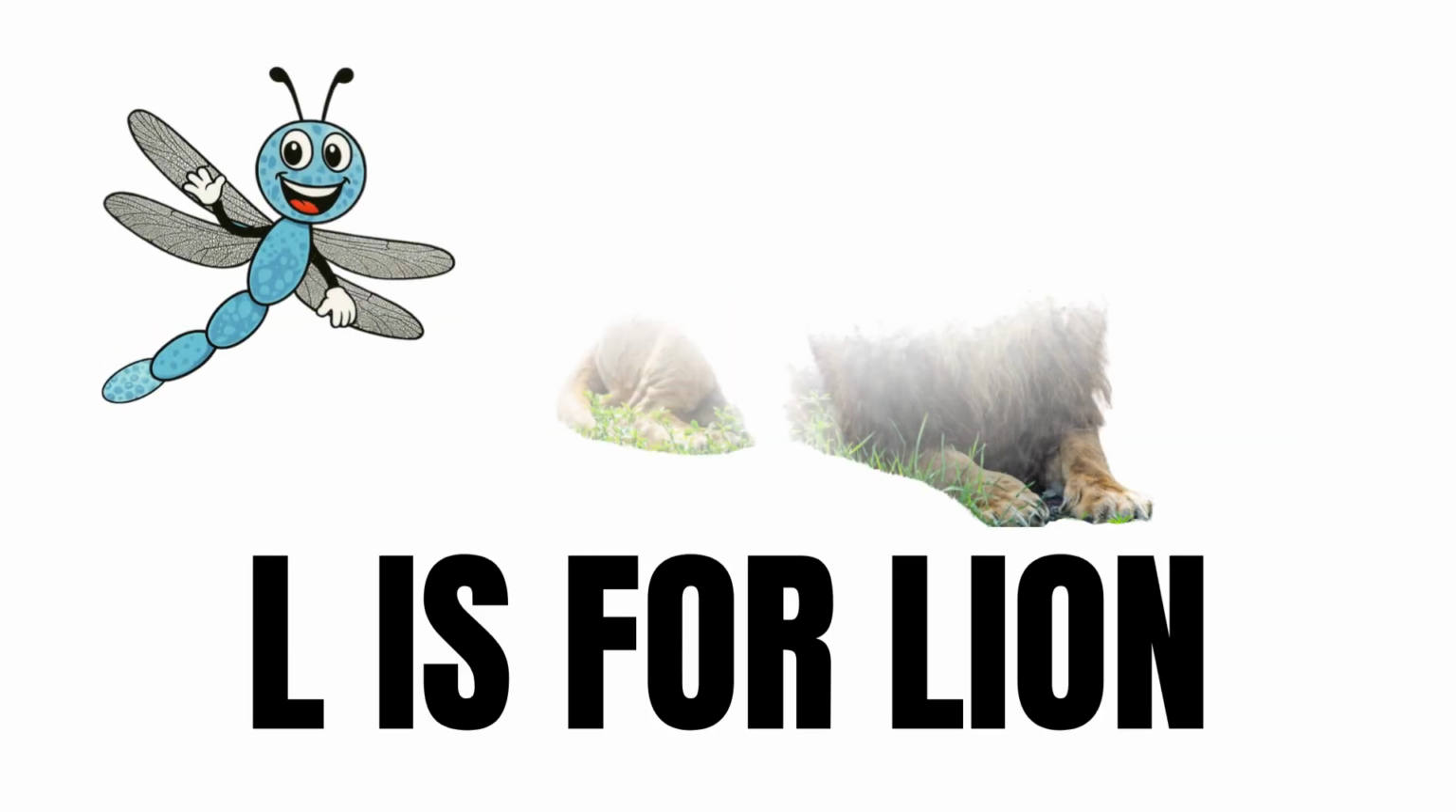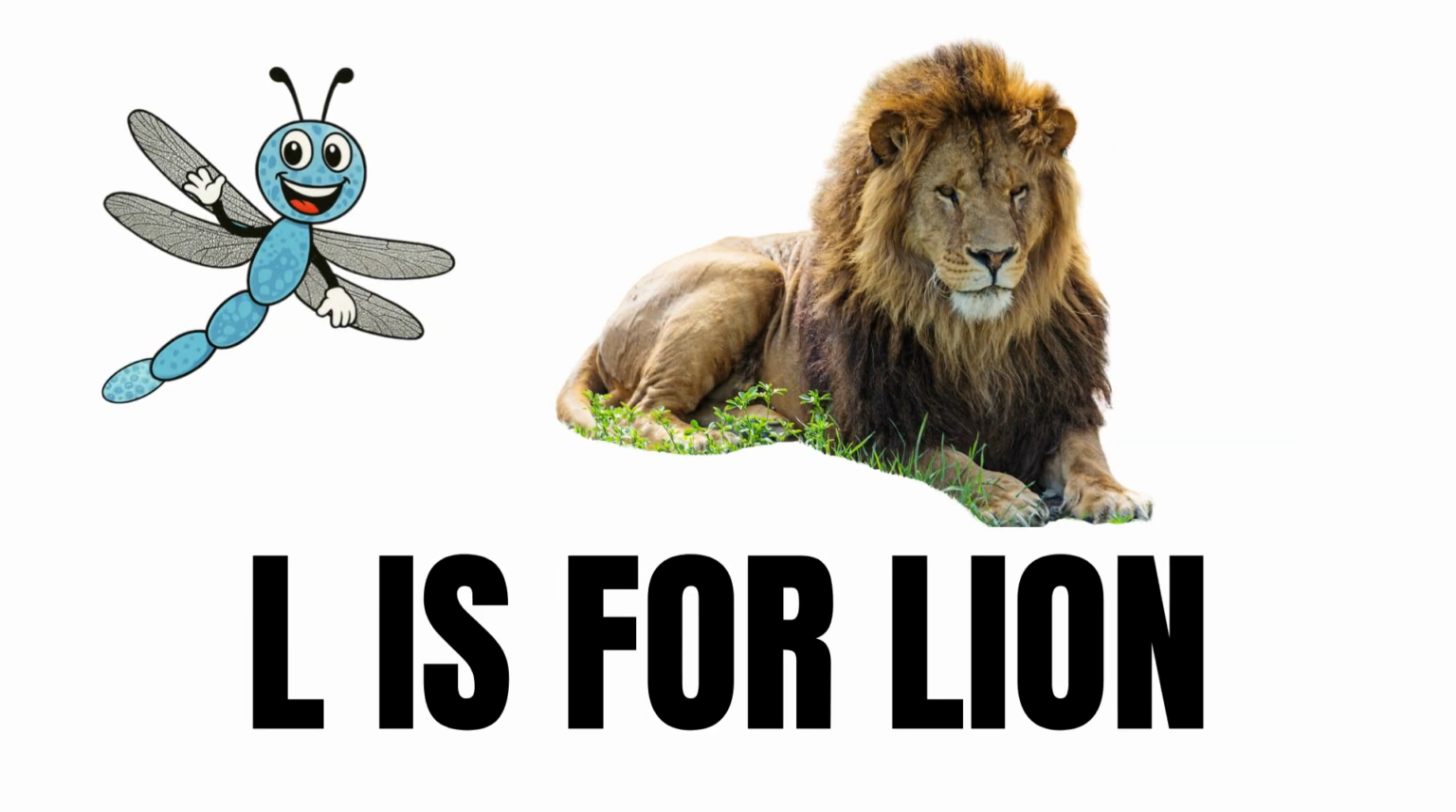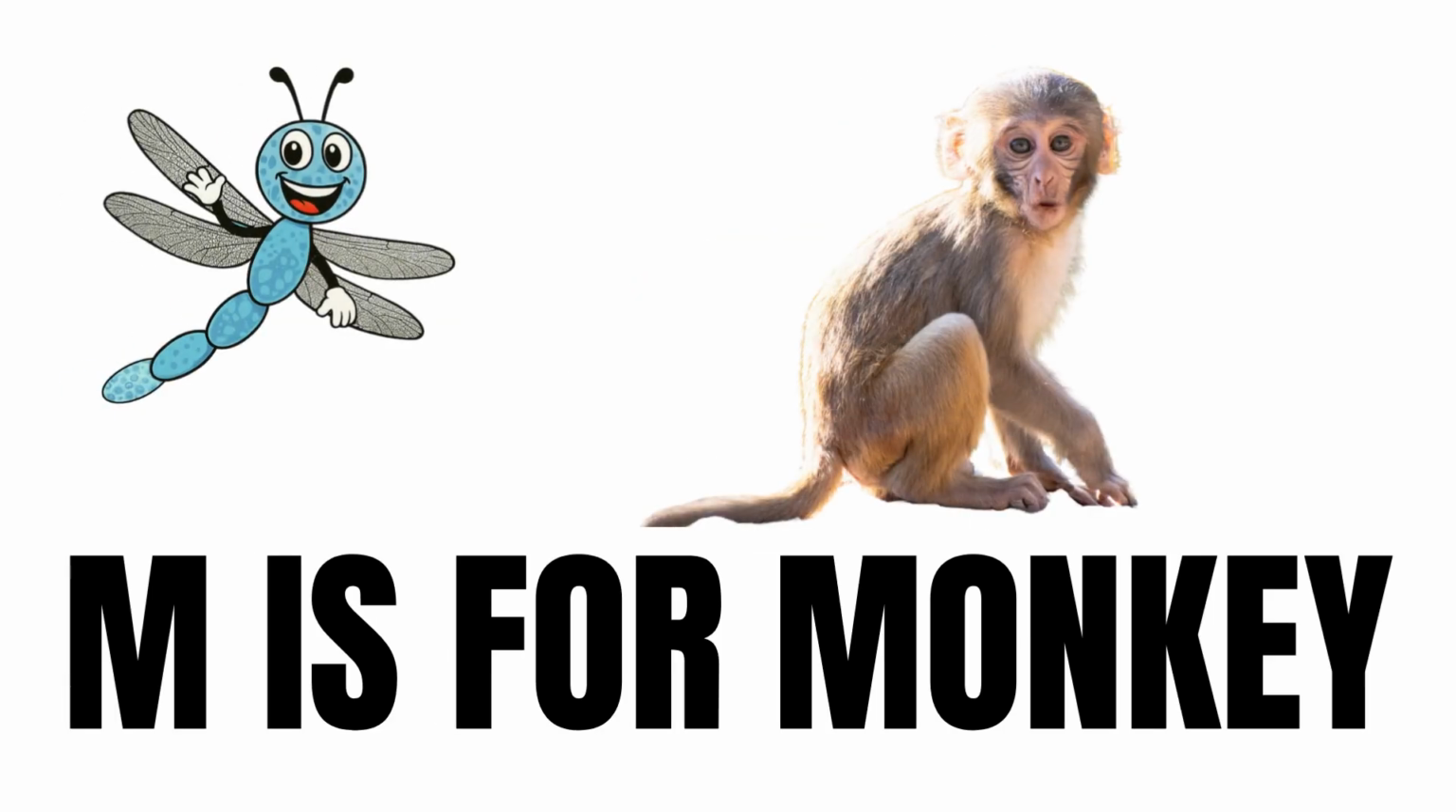L is for lion. Where is lion? Where is lion? Give him a roarity roar roar roar. There he is, there he is. M is for monkey. Where is monkey? Where is monkey? Give him a swingity swing ooh ooh. There he is, there he is.